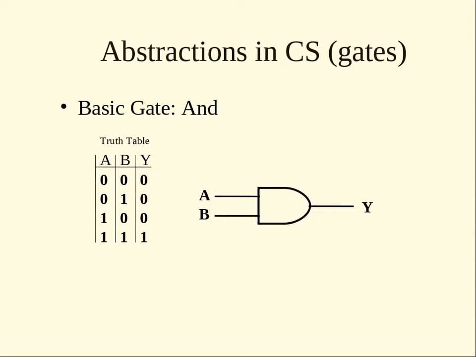All right, now we get to the fun part. The AND of 0 and 0 is 0. The AND of 0 and 1 is 0. The AND of 1 and 0 is of course 0, and the AND of 1 and 1 is 1.